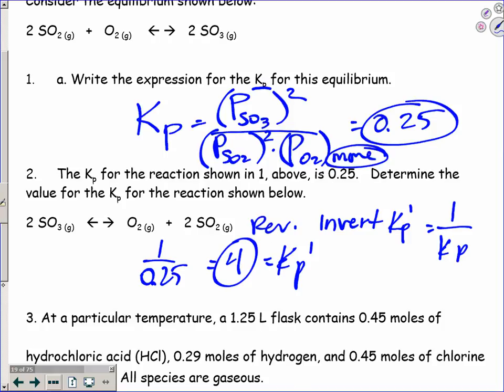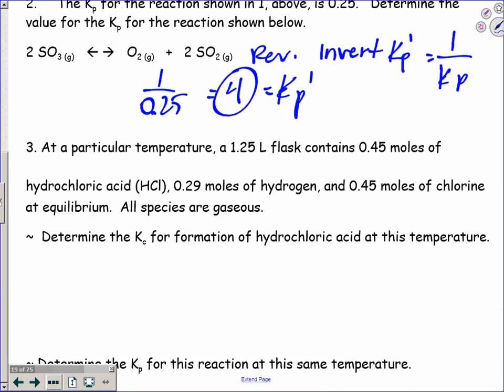3. At a particular temperature, a 1.25 liter flask contains 0.45 moles of hydrochloric acid, 0.29 moles of hydrogen, 0.45 moles of chlorine. At equilibrium, all species are gaseous. Determine the Kc. So you have to read how it's stating the reactions occurring. But try to write your reaction first. Then write your expression. Then solve for Kc. See what you can do.